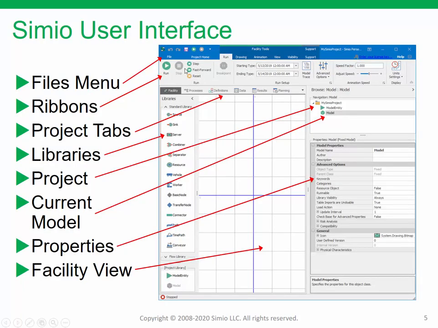So this is a picture of the Simio user interface, and the basic user interface has the following components. We have the standard file menu and ribbon structure that's standard for Microsoft Windows applications. The Simio specific components include a set of project tabs, the library on the left side, and in this one we see the standard library, an indicator of the flow library and the project library. So you can have different libraries in the library section.